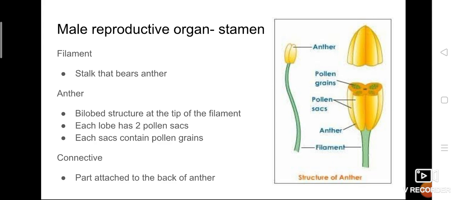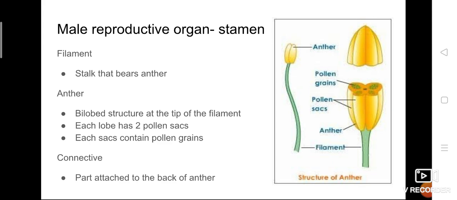So how many sacs? 4 sacs. So the 4 sacs are responsible for the pollen grains. Pollen grains are nothing but the male gametes. What do you mean by gametes? Sex cells. So anther is responsible for this gamete production.